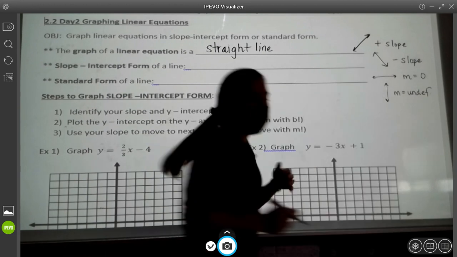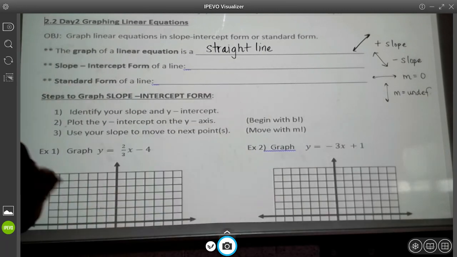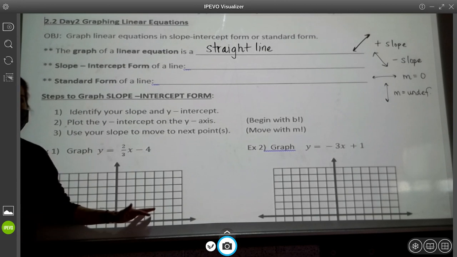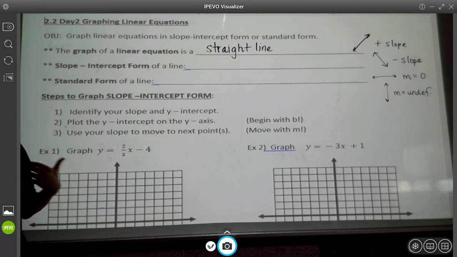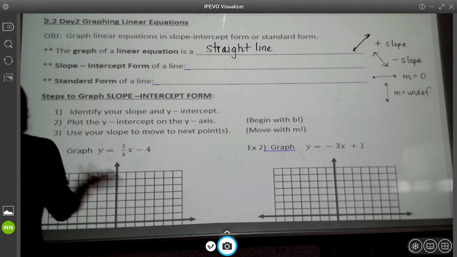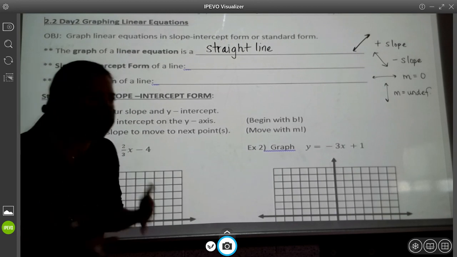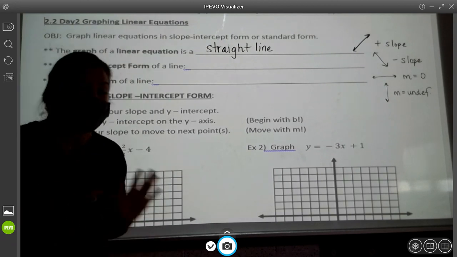Now we're going to have to graph the horizontal and vertical a little bit differently than we graph the other ones, just because we can't really use the word undefined to graph an equation, all right? So we're kind of going to graph those ones a little bit differently. They're meant to be easier, to tell you the truth.